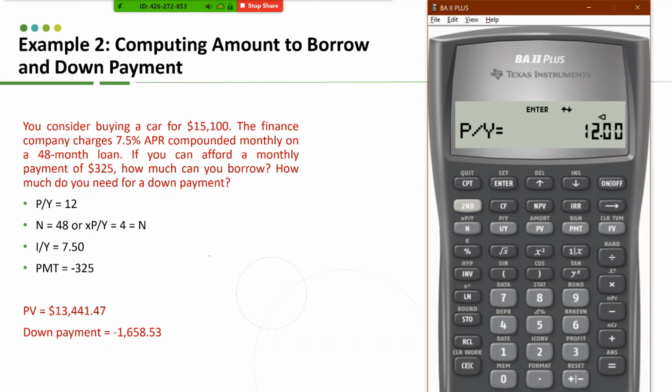From here you need to quit P per Y mode. You press second, quit, to return to standard calculator mode. Because N, the period, equals 48, you press 48 and then N. Interest rate per year is 7.5, so 7.5 I per Y. Your payment is 325, and you need to put the negative value because you take money out of your pocket. So it will be 325, then negative, and then PMT for payment. The negative sign represents an investment, a cash outflow, so you need to put negative.